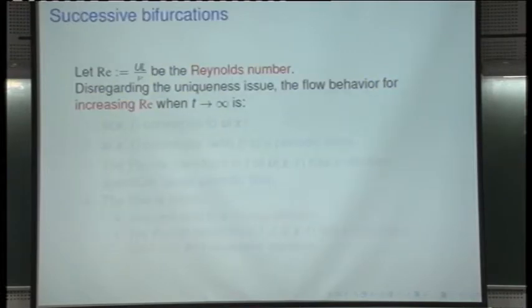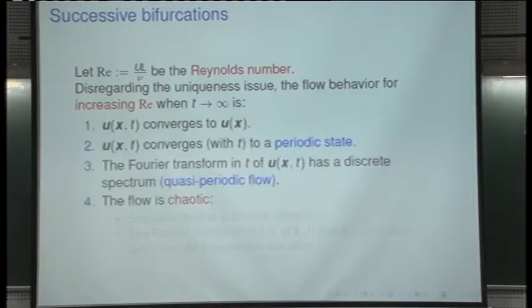What is transition to turbulence and large eddy simulation? We talked yesterday about what is called transition to turbulence. I will repeat it here, and now we will define what is large eddy simulation. As I said yesterday, the parameter that plays the main role in the Navier-Stokes equation is the Reynolds number, which is defined here: a characteristic velocity times a characteristic length divided by the viscosity. Disregarding the uniqueness issue, so assuming that the solution is unique, the flow behavior when we increase the Reynolds number and as time tends to infinity is the one that I mentioned yesterday.